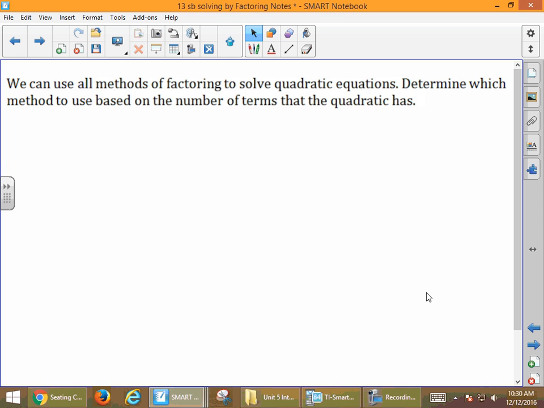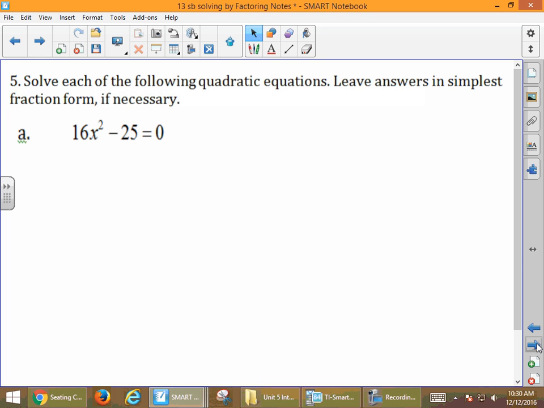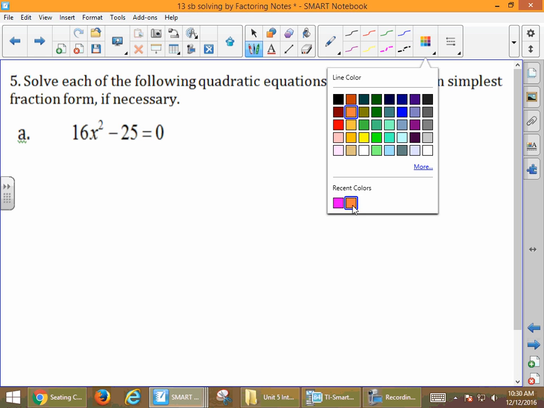So our last page here of notes is more practice for us in identifying which method to use when we factor. So when we look at problem number 5, solve each of the following quadratic equations, leave answers in simplest fraction form if necessary. Our first problem is 16x squared minus 25 equals 0. What method do we need to use to solve this problem? And again, that's sometimes what the hard part is of this. We're going to have to use the difference between two squares.